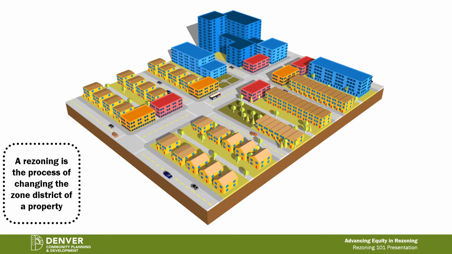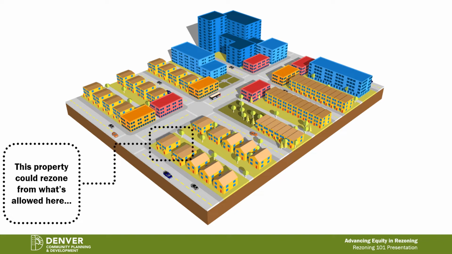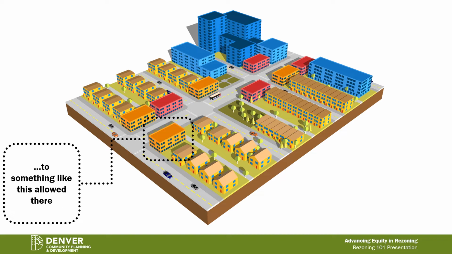As a reminder, a rezoning is the process of changing the zone district of a property. For example, this property that's zoned to allow residential duplex could rezone to allow a 3-story building with retail on the first floor and office on the upper floors. We'll discuss how someone like you would travel through the process of changing the zone district for a property.